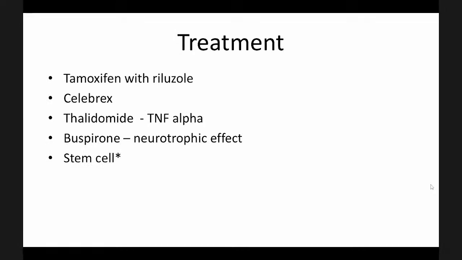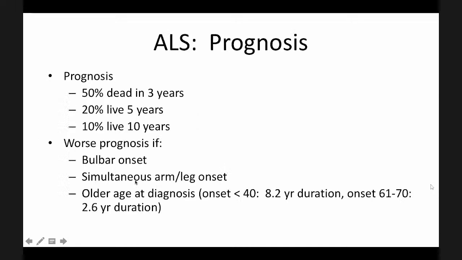So these are the treatments that will basically halt the progression of the disease. The drug of choice is riluzole. So riluzole may come in an MCQ as well. What is the drug of choice for progression of MND? That is riluzole. We also have thalidomide and TNF alpha. Stem cell transplantation in case of MND is still in the study phase.